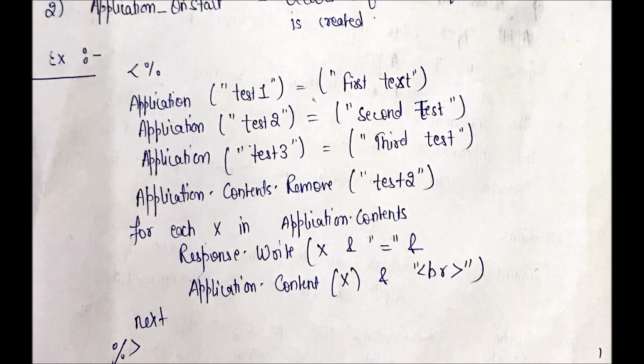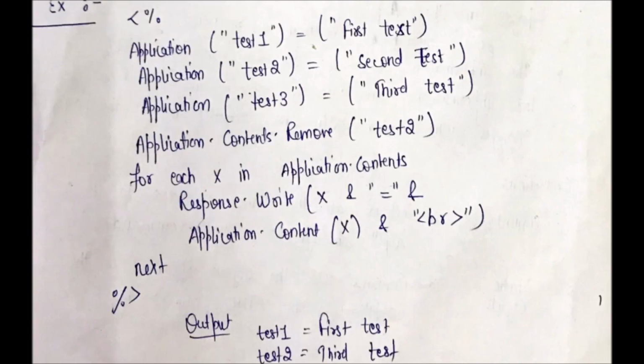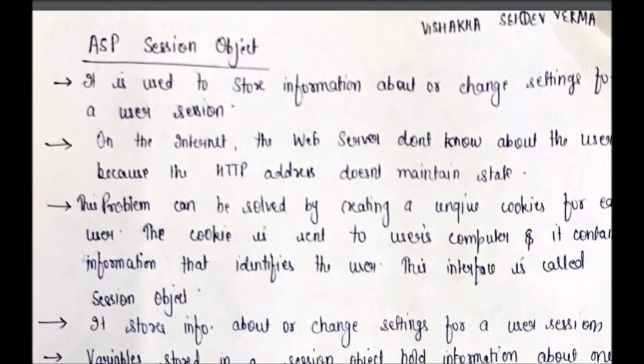In this loop, for each x in Application.Contents, Response.Write x and equal to and Application.Contents(x) and break the line. So what will be the output? It will delete or remove the second test, and the output will be test1 equal to first test and test3 equal to third test.